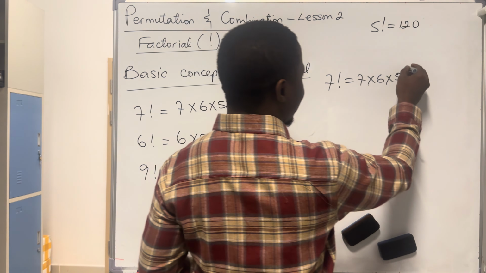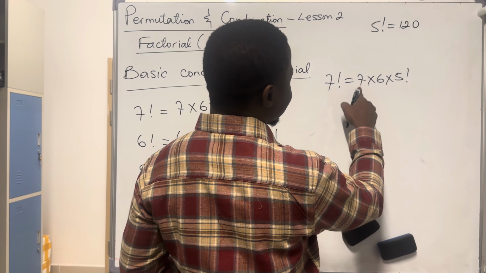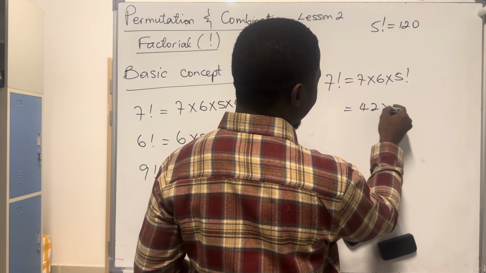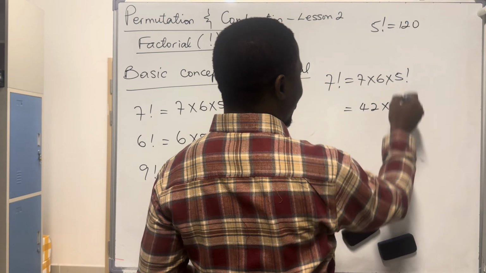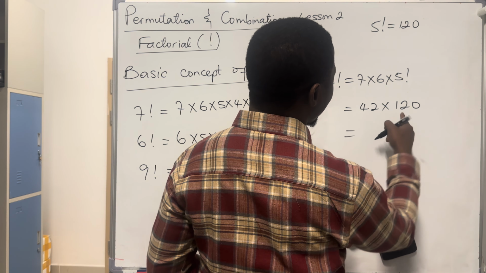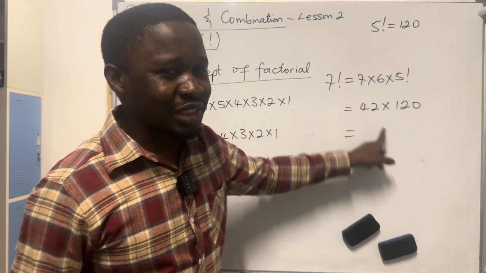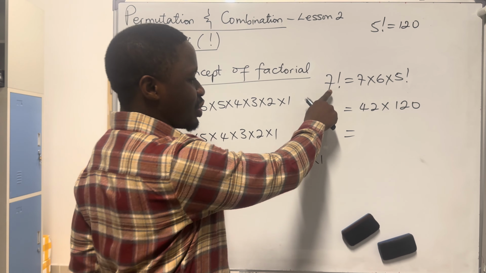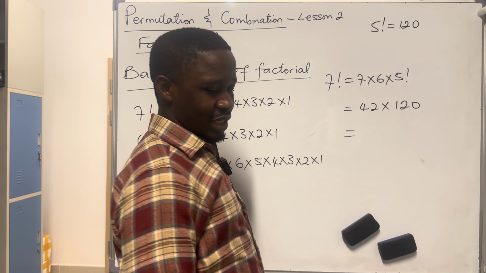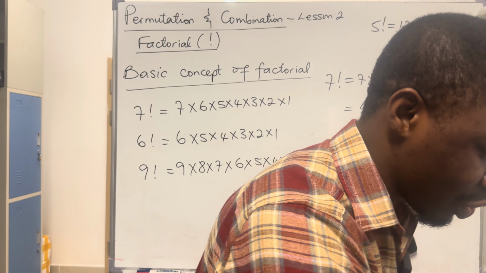So there must be a factorial. Now we say 7 times 6 is 42. 5 factorial is 120. So when you multiply this, the result you get is the same as 7 factorial. Let us just see something here.